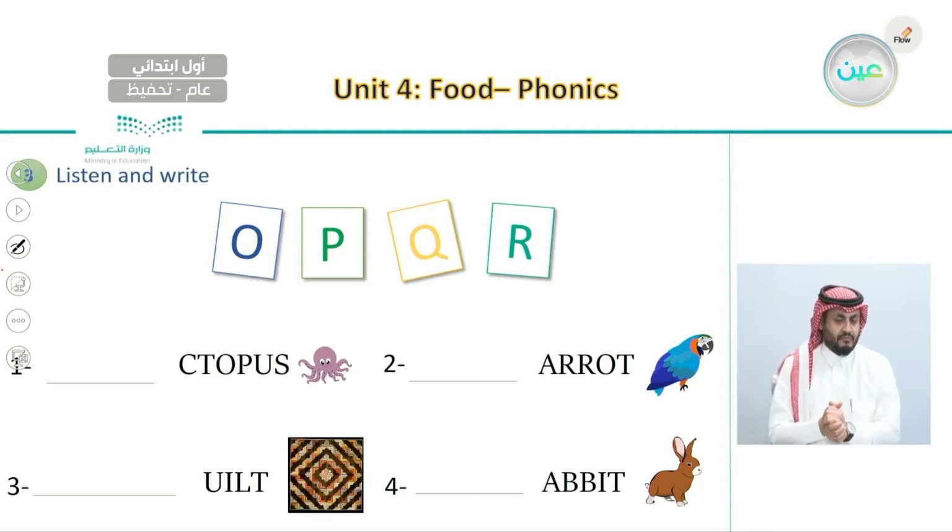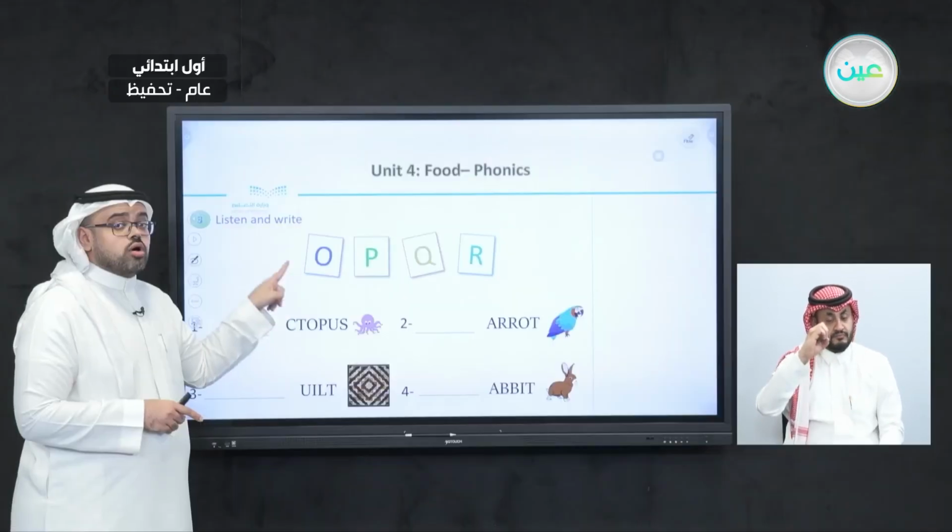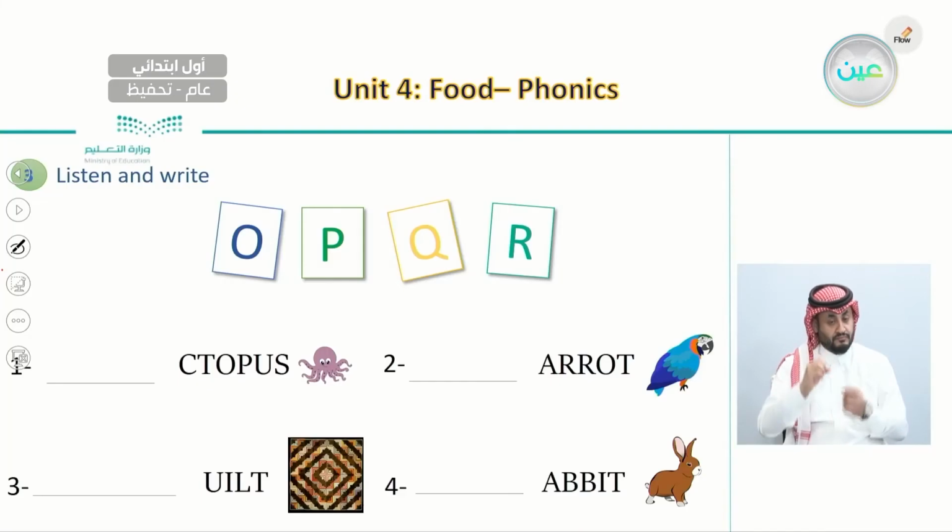Octopus. So what do you think? Does it start with O, P, Q, or R? Very good. Octopus starts with letter O. So here we write the letter O. Now, let's listen to the second word.